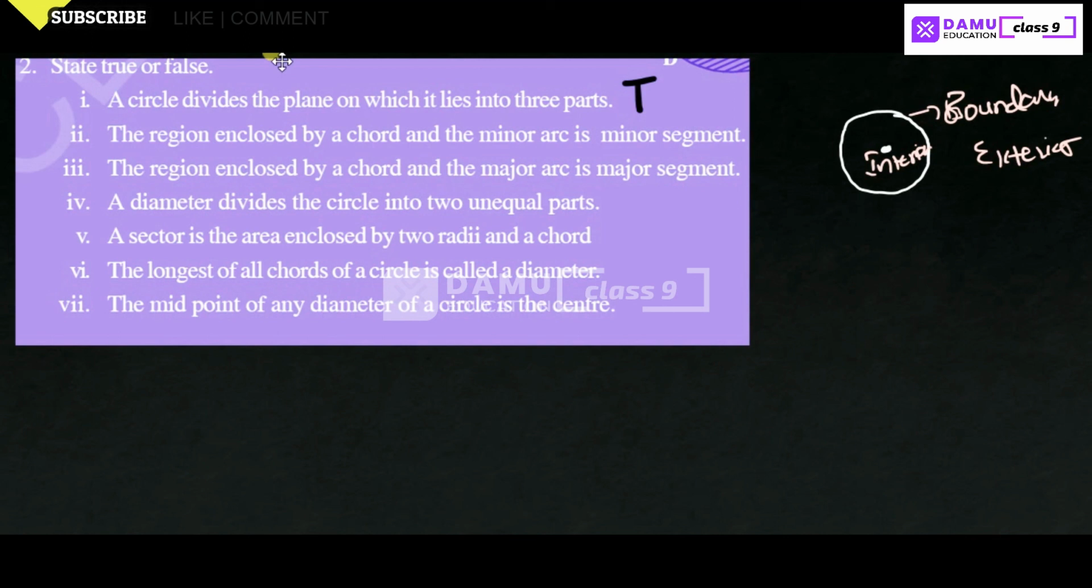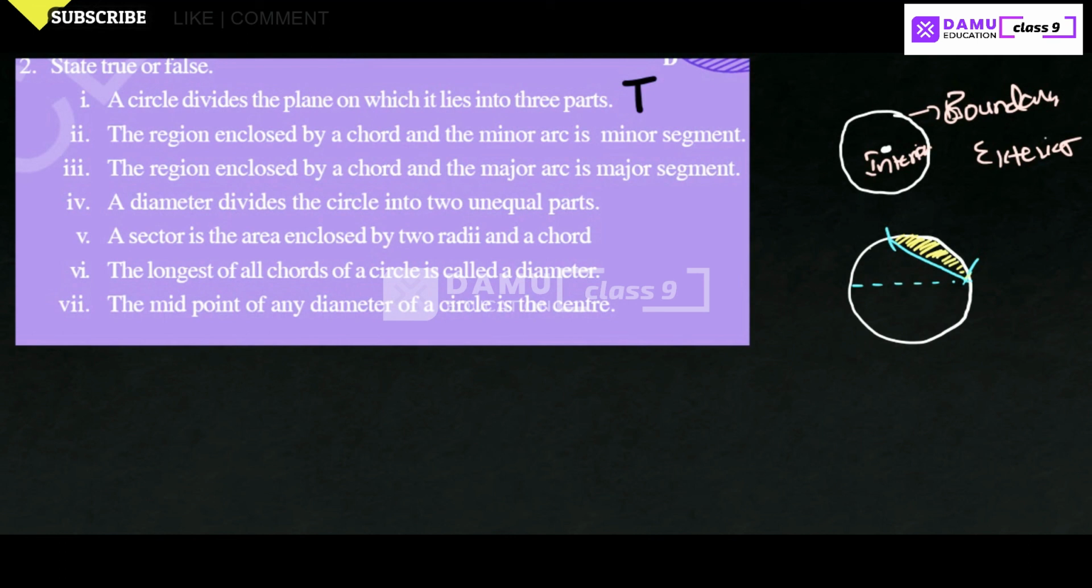The region enclosed by a chord and a minor arc is a minor segment. Yes, it is true. So let's draw one circle. What they are asking is the region enclosed by a chord and a minor arc. A chord will be, let's take it like this. Minor arc means it's less than half of the circle. So let's take this arc, and the chord will be drawn like this. So this is the region where it is enclosed. A segment means one chord and one arc.